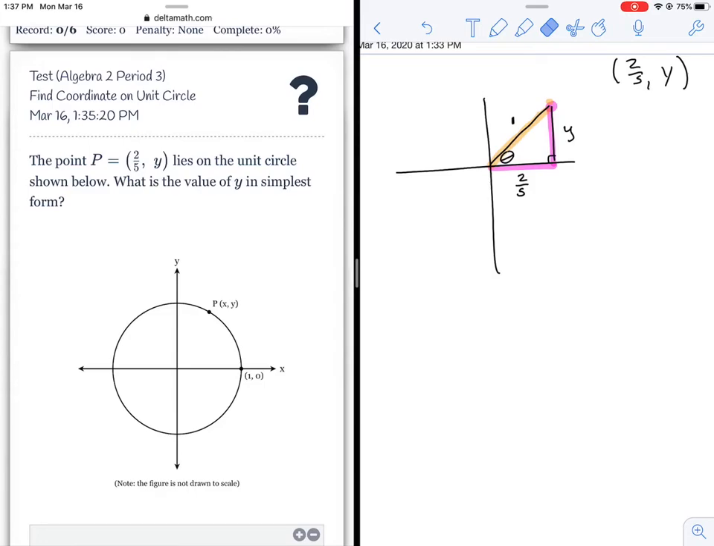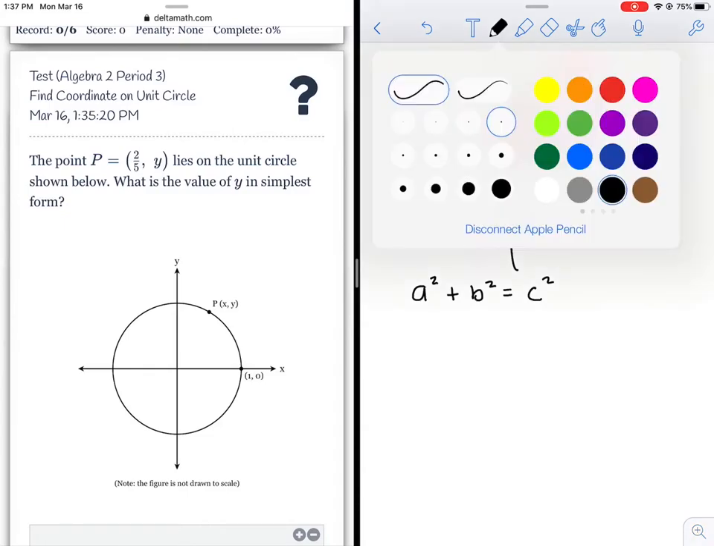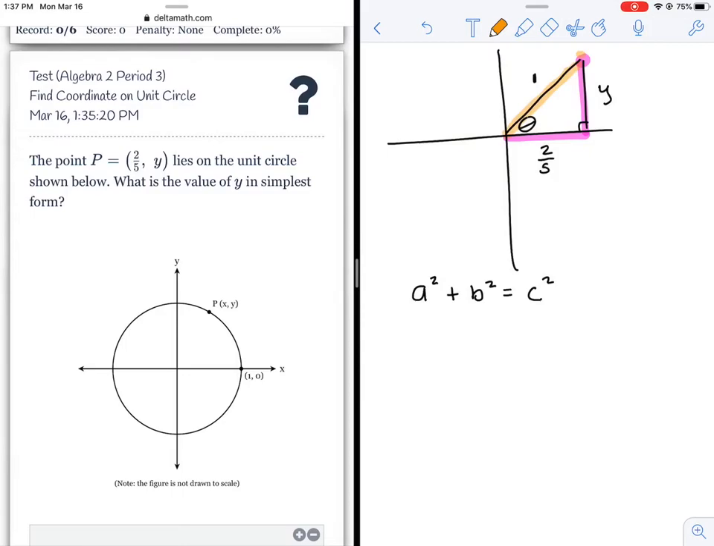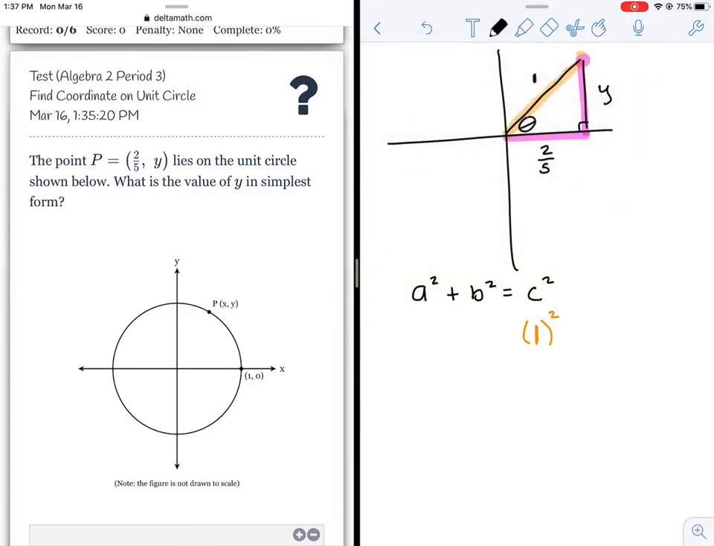I have a right triangle. I know 2 of the sides. I need to find that third side. In order to do that, we need to use the Pythagorean theorem. The Pythagorean theorem is a squared plus b squared equals c squared. When we use the Pythagorean theorem, the only thing that matters where it goes is your hypotenuse. Because I know this hypotenuse is 1, I'm going to put that in as c, and I need to square that. The other 2 sides, it does not matter if they're a or b, so just pick your preference.